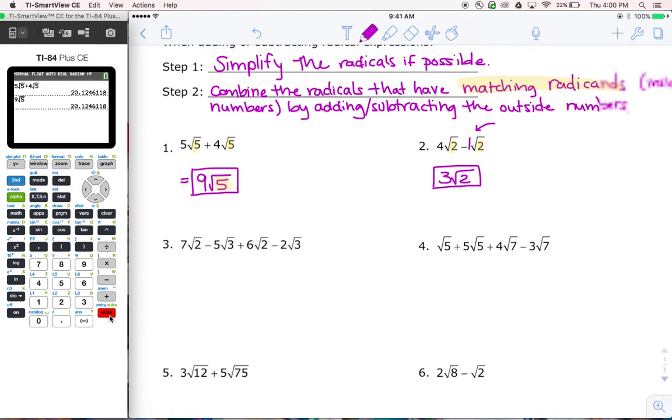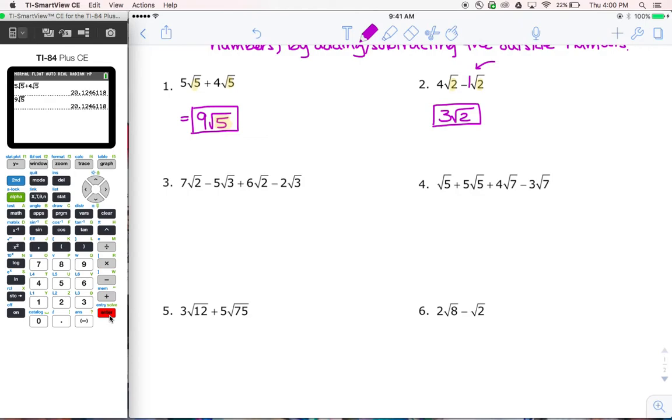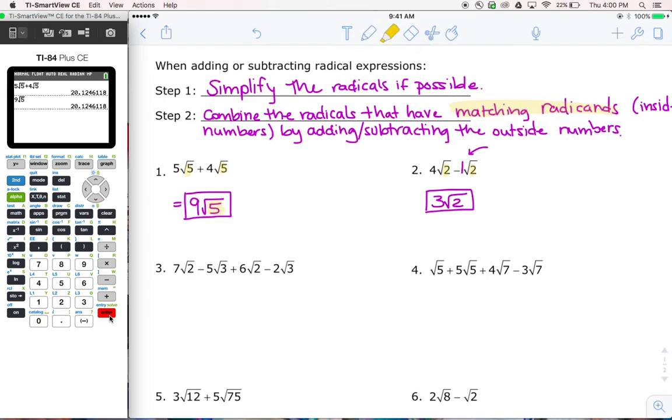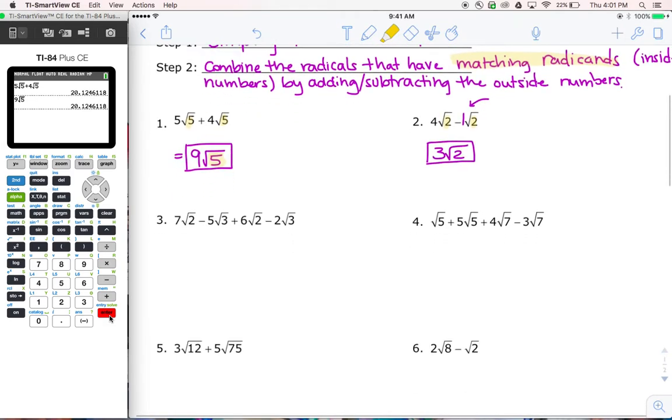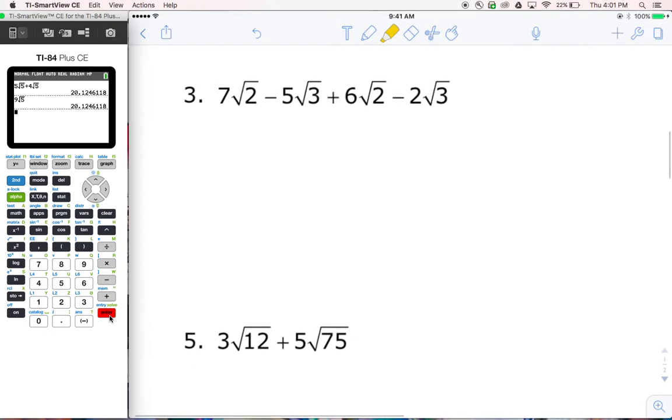Now we're going to look at the next two examples. We don't have anything we can simplify. Do you remember how the first step was to simplify if possible, right? In the first two problems, there was nothing we could simplify because the numbers inside were prime. Same thing here in example number 3. None of these can have factor trees because they're all prime numbers. So that means we can start looking for matching radicands. I've got a 2 here and a 2 here. That means I can combine 7 square root of 2 with 6 square root of 2, and I get 13 square root of 2.